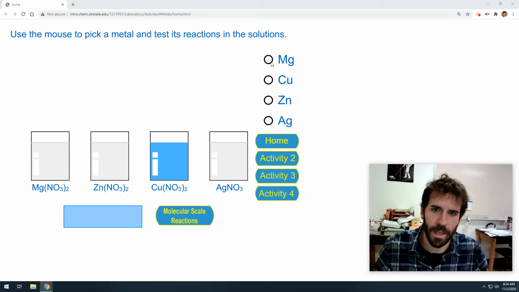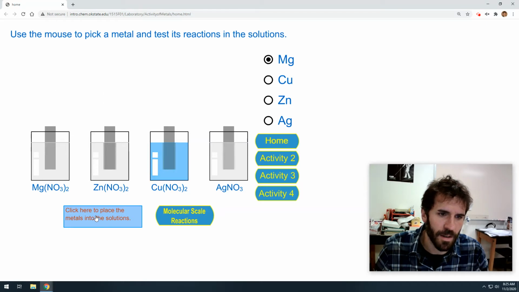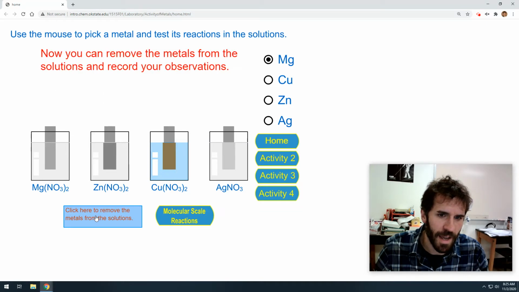And I'm going to pick these different metals and put them into each solution. What you're going to do is record your observations for what happens. Okay, so we'll start with magnesium, solid pieces of magnesium metal, and click here to place the metals into the solution. So here goes the magnesium into these different solutions, and you're going to observe what changes happen.